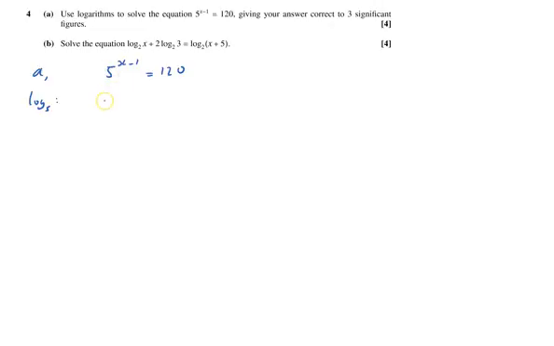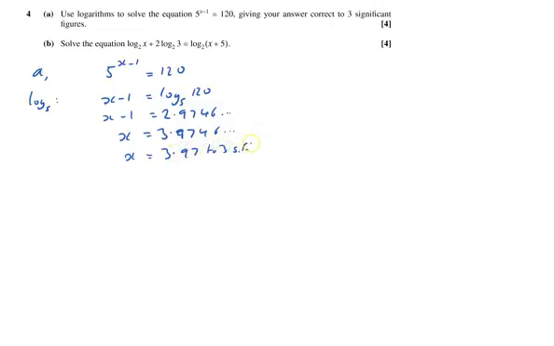So that will actually vaporize the 5 and just leave x minus 1 equals log to the base 5 of 120. So x minus 1 equals, type that exactly into a calculator, 2.9746, and so x equals 3.9746, or x equals 3.97 to 3 significant figures as asked.